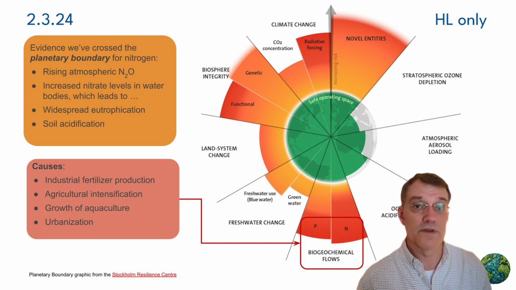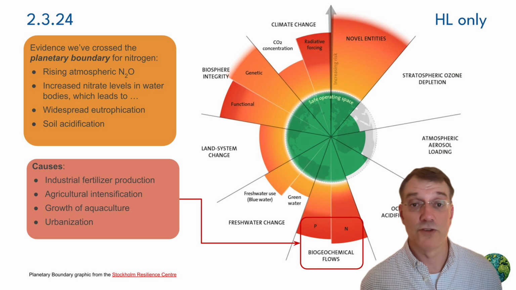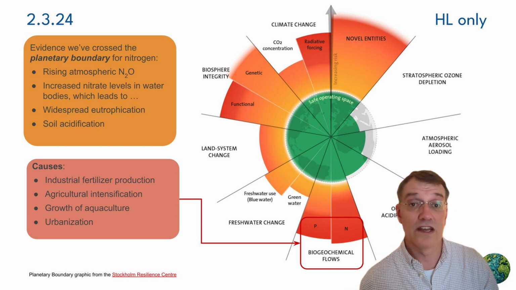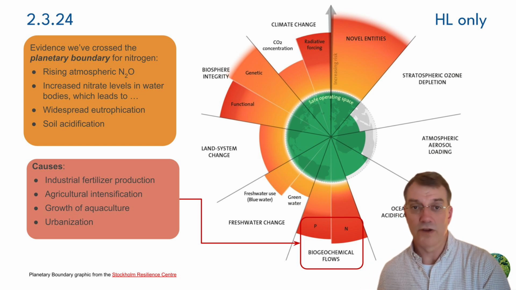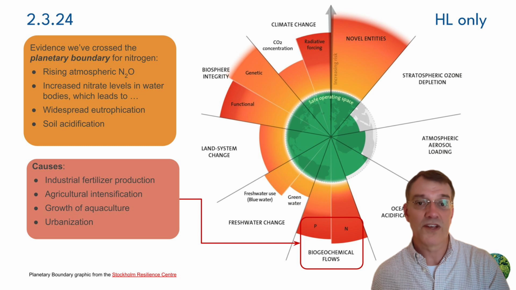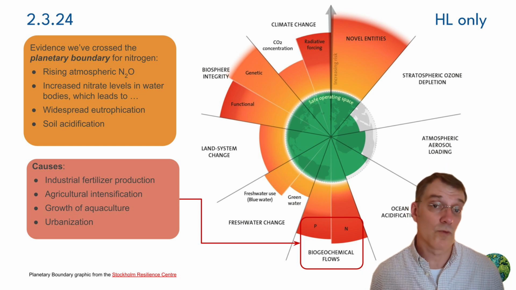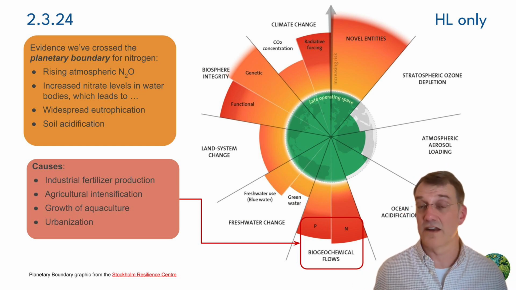Several key indicators demonstrate this crossing of the boundary. Atmospheric nitrous oxide levels are now significantly higher than in pre-industrial levels. We're seeing widespread coastal dead zones that are caused by excess nutrients, we've got declining biodiversity in nitrogen-enriched ecosystems, and there's been an alarming increase in harmful algal blooms. Rising nitrate levels in groundwater and changes to soil microbial communities provide further evidence of this kind of disruption.